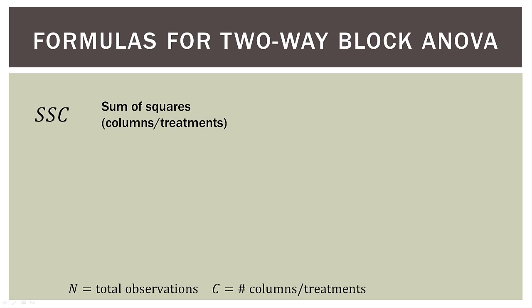So SSC is our sum of squares columns. We can think of it as treatments, depending on the problem, columns, groups. Again, in this case, it's cities. Now, the degrees of freedom for the columns is C minus 1, so the number of columns we have minus 1. And then when we find the mean square columns, that's going to be the SSC divided by its degrees of freedom. So when we calculate the SSC in Excel, we'll divide that by the degrees of freedom, which in this case is 3 minus 1, which is 2.